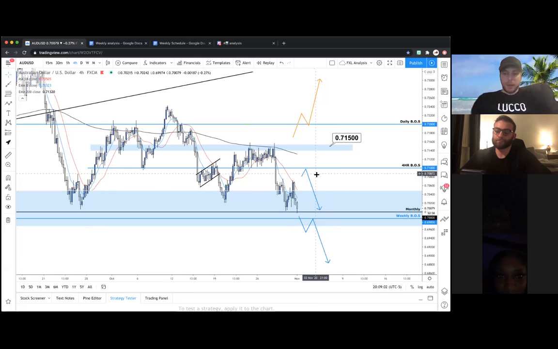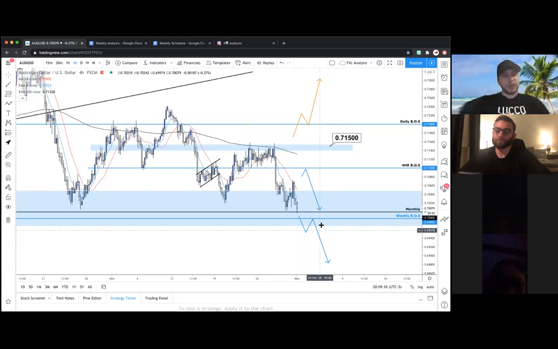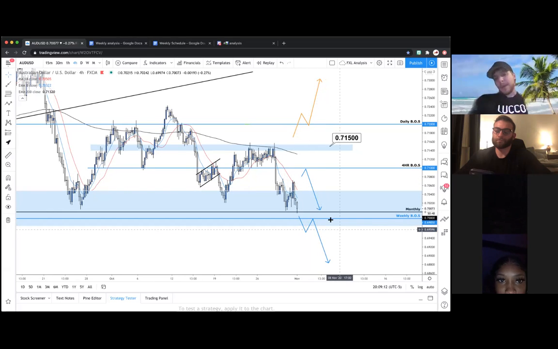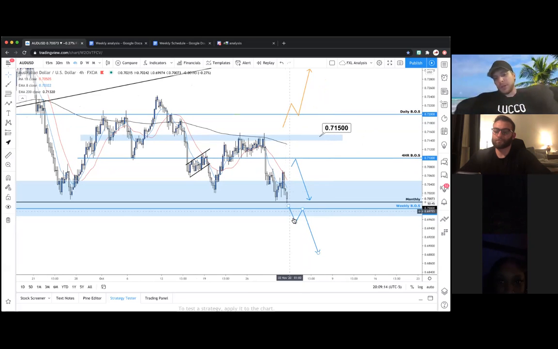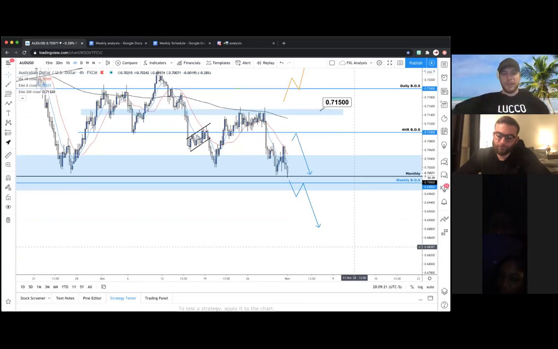Ideally, I would like a pullback. I would really like a pullback through these MAs, nice confirmed lower high, then bearish setups pushing back through the MAs, enter on that confirmation. That would be perfect for me. But this is always a good trade too. This is just a little more conservative. Just wait for the break, retest, enter on a lower high, and then target lower towards significant support.